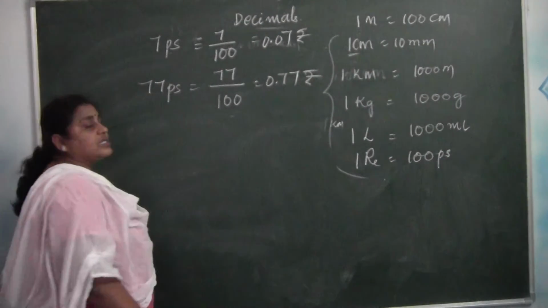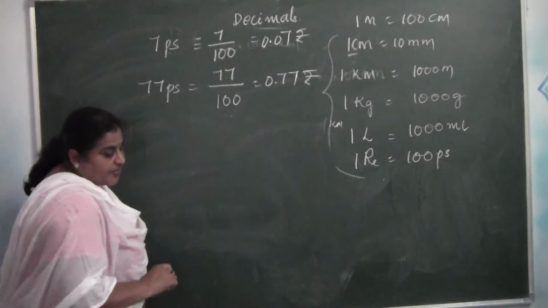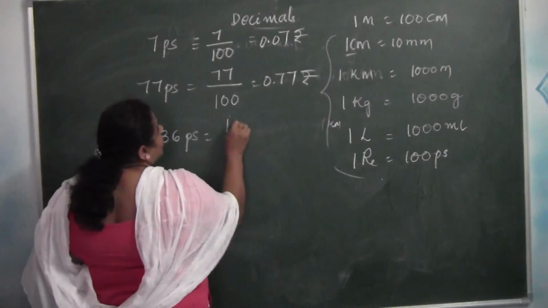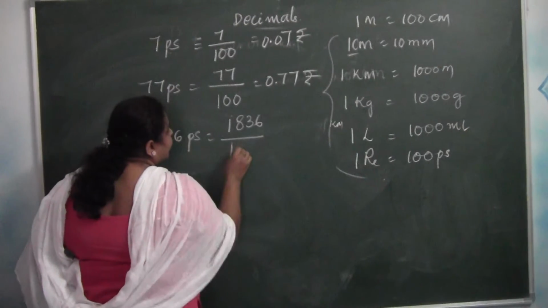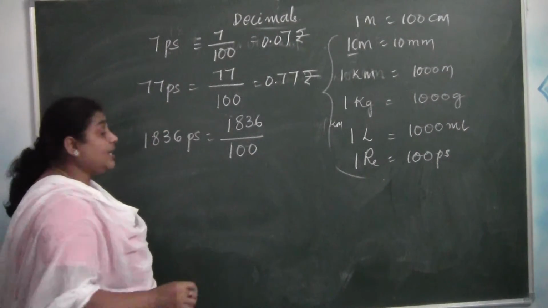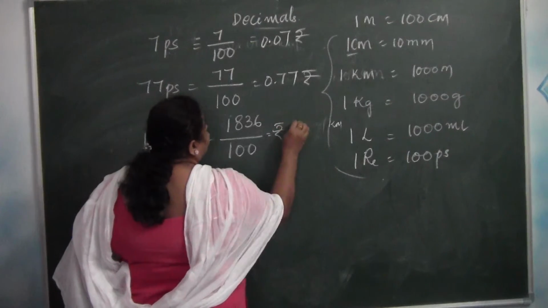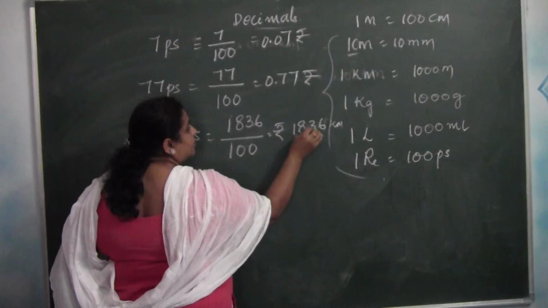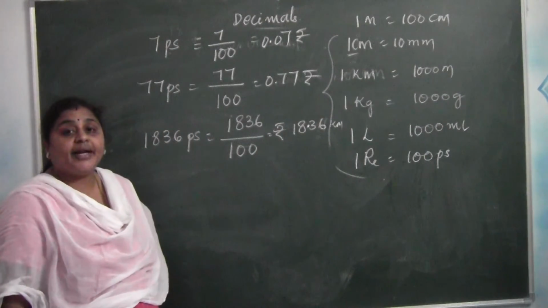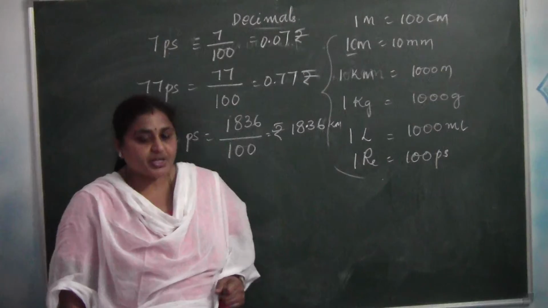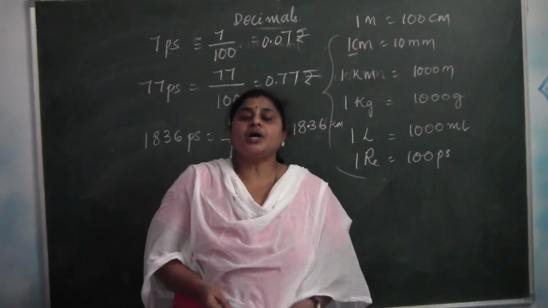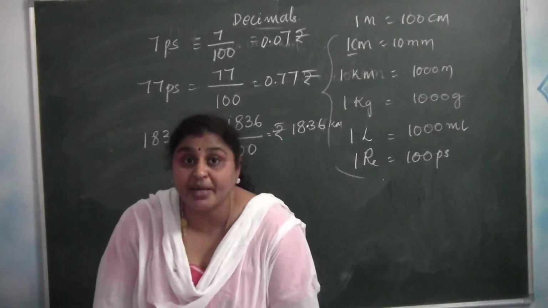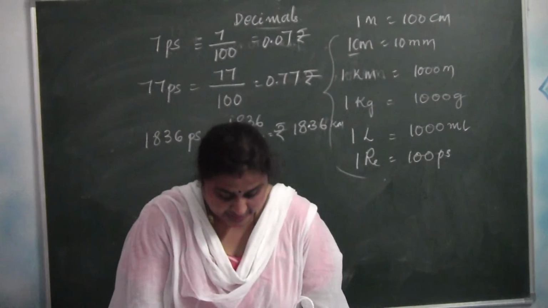So 0.77 rupees. If I have 1836 paise, so first you are dividing that with the 100. Then rupees, 1836. How many zeros do we have? 2. 1, 2, point. So it is 18.36 rupees. Got it, children? So this is how you are expressing a smaller unit in terms of a bigger unit using decimals.